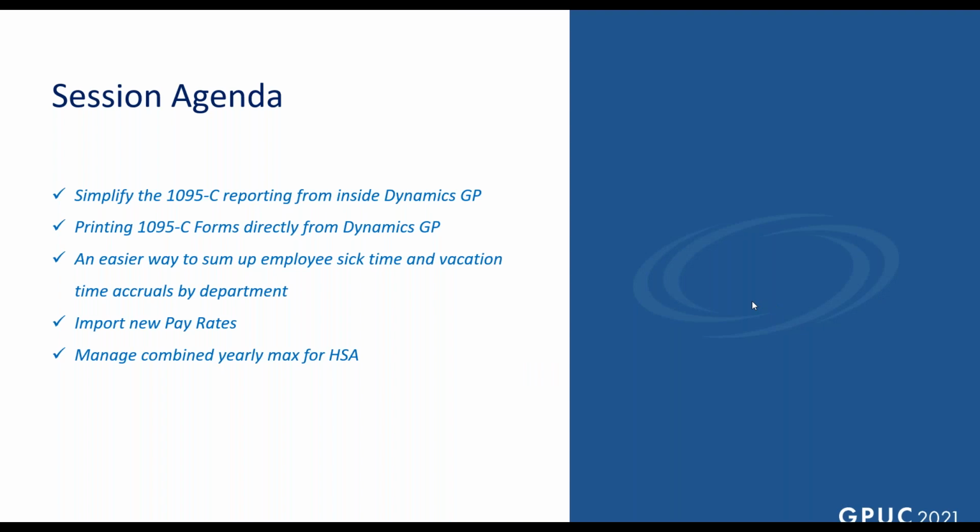These are the things we're going to talk about today. 1095-C reporting, a way to sum up sick and vacation with our PTO liability report, and then we'll talk briefly about the bottom two: importing new pay rates and a tool that lets you do a combined yearly maximum on the benefit and deduction side for HSAs or anything else where you want to have a combined part for benefit and deduction.